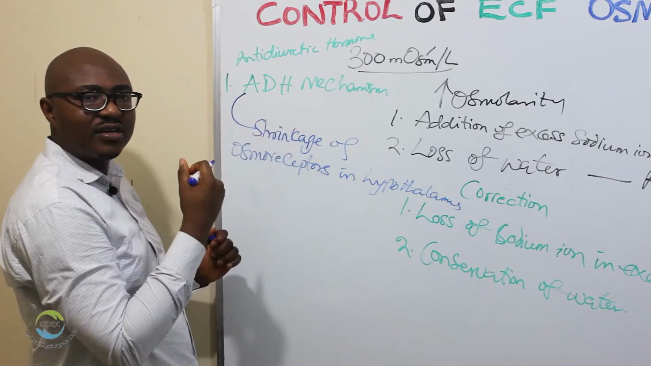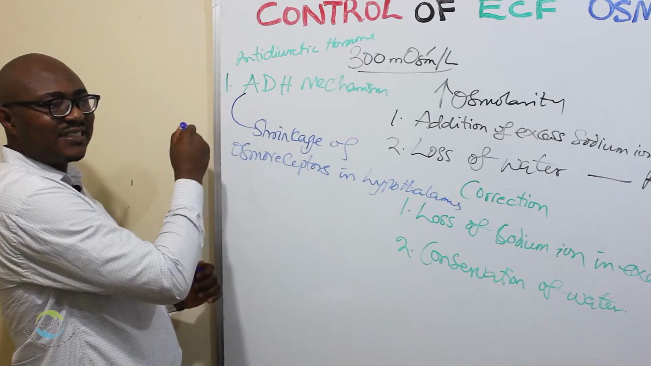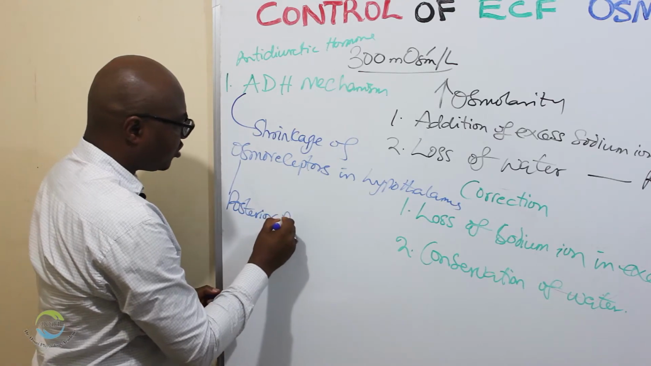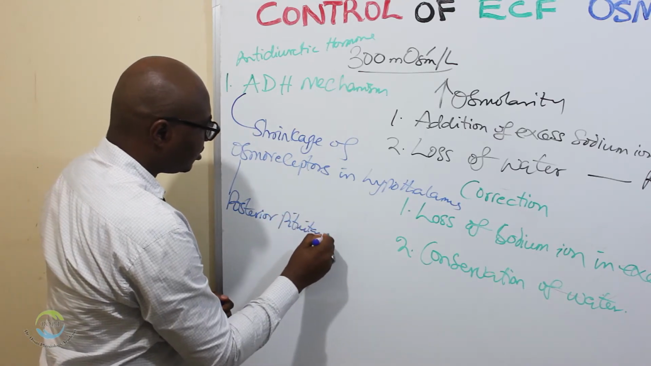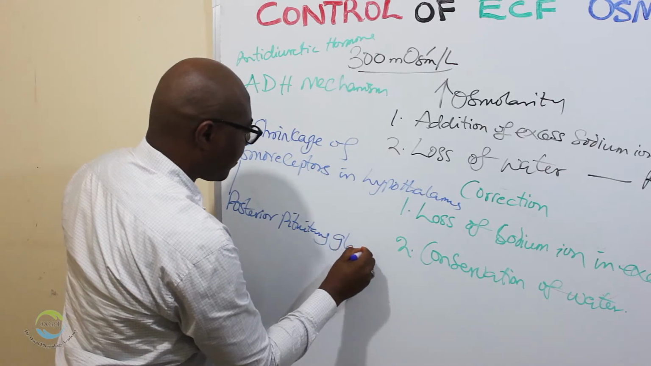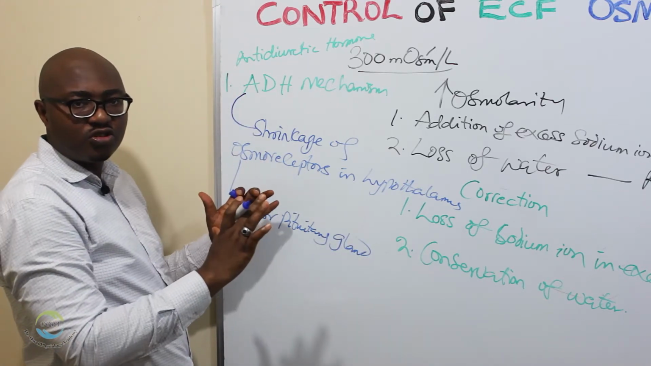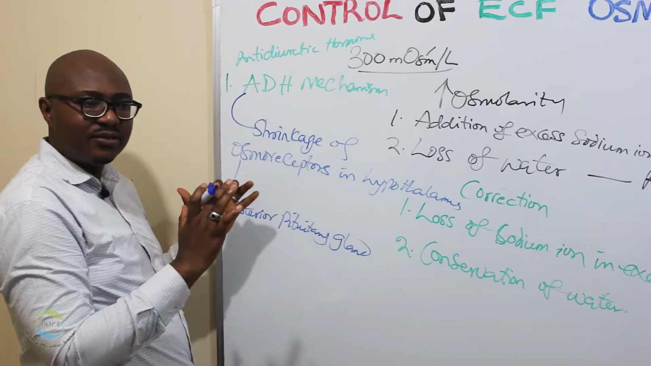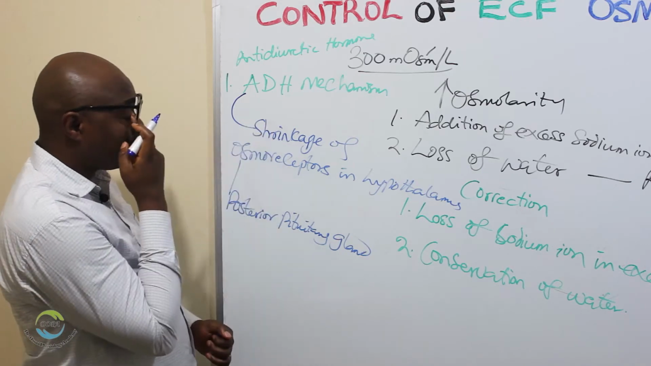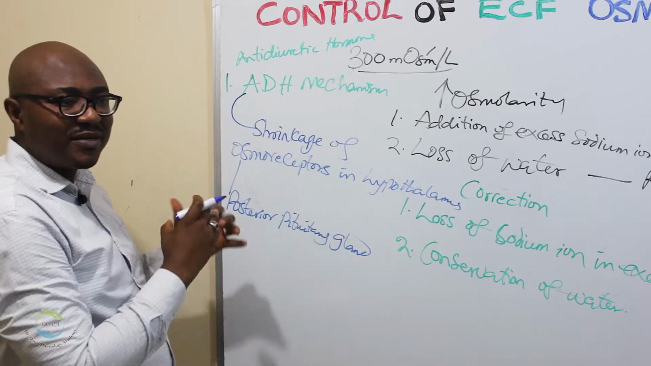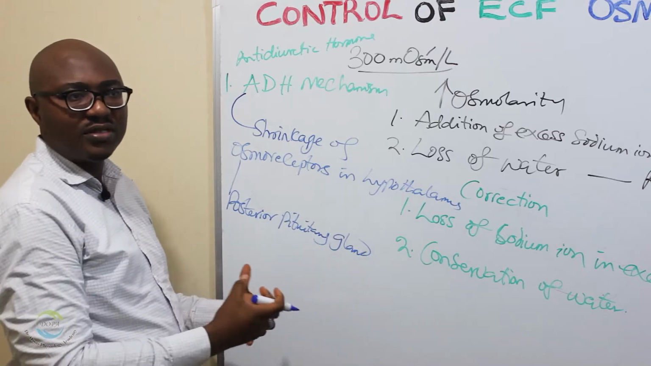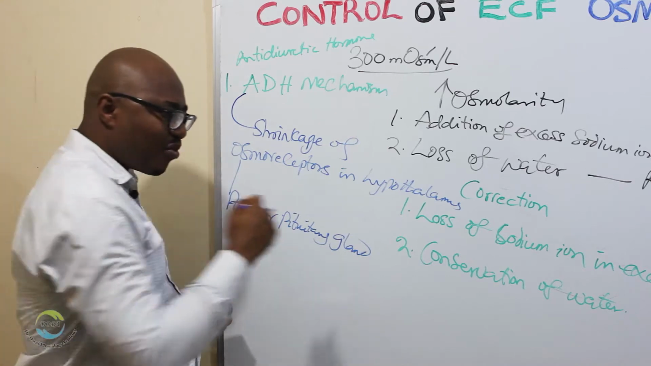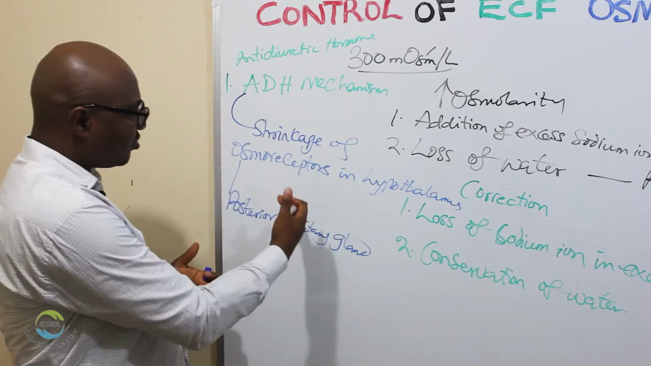It releases electrical impulses that are sent to the posterior pituitary gland. That's where ADH is stored. There are two hormones in the posterior pituitary, oxytocin and antidiuretic hormone. So it now releases this ADH in proportion to the amount of impulse. The higher the osmolarity, the more the shrinkage, the more the impulse, and the more the release.